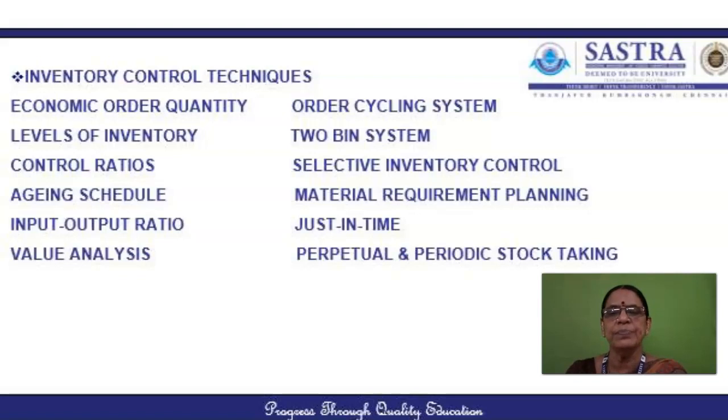Maximum stock level: reorder level plus reordering quantity minus the minimum consumption into minimum reorder period. 6300 plus 3600 minus 240 into 10 will get 7500 units. Average stock level is half of the minimum stock level plus the maximum stock level. It comes to 5100 units.